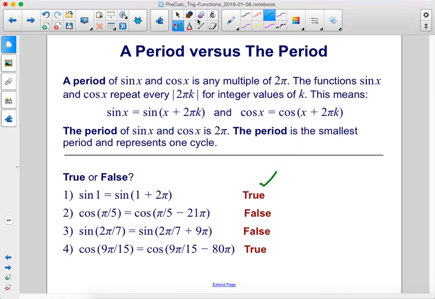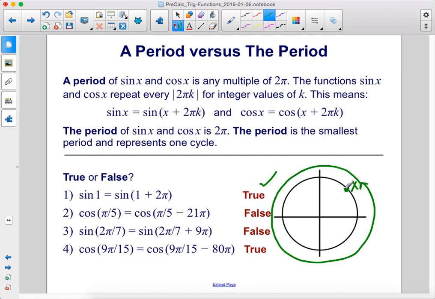A good way to think about this is to picture the unit circle, and if we have a point on it, say there, we'll call that x. If you go 2 pi around the circle, you end up at exactly where you started. So you can do that a bunch of times. For example, you could do it 10 times. You could go around the circle 10 times, and each time you've gone 2 pi. So 10 times would be 20 pi.